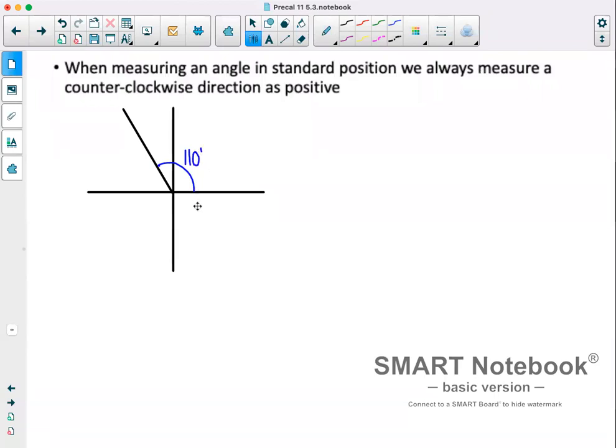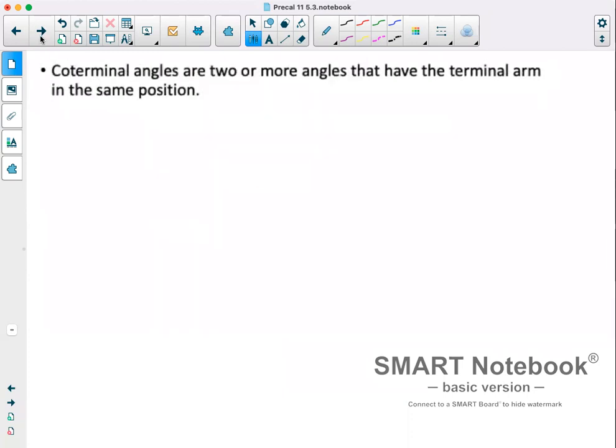Or if I went in the opposite direction, that would give me a negative angle, which in this case would be negative 250 degrees. Now, what we'll be going over today is coterminal angles, which are two or more angles that have the terminal arm in the same position.